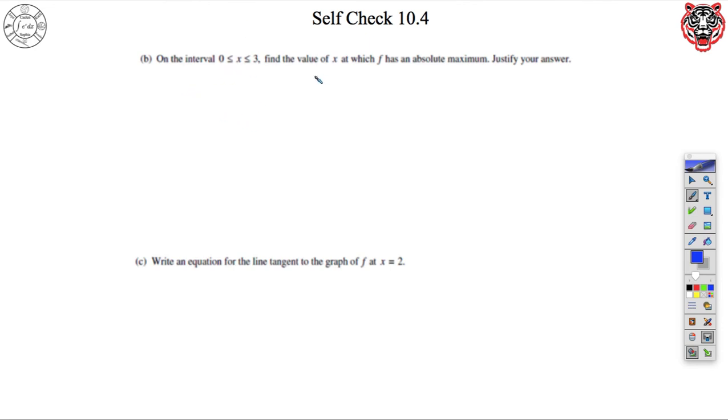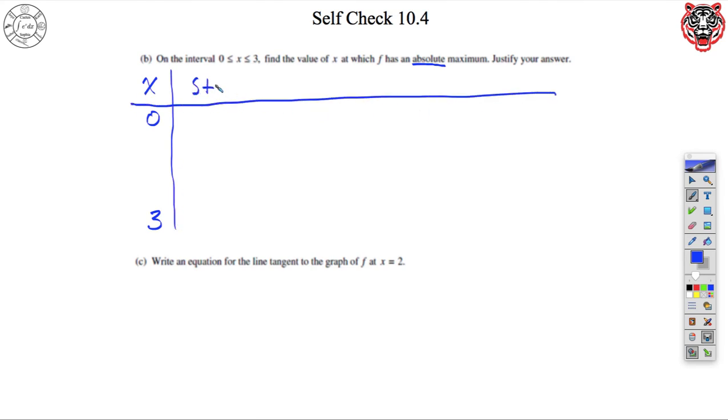Now on the interval 0 to 3, find the absolute maximum. Our last self-checks we've been finding relative maximum and relative minimum. For absolute maximum, now we're making a table. We have an x, and we need our start point and our end point. Start is 0, our end point is 3, and we'll make our table here. This is going to be start plus change, and that will be equal to the end.